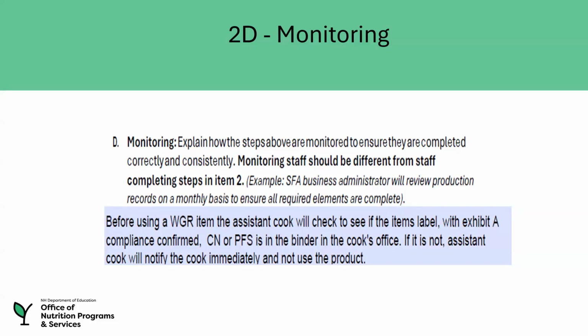2D, this is extremely important as well. Think it through. The monitoring: how you are going to monitor that the staff is doing what you said they were going to be doing in step 2. How are you going to make sure that they're doing the steps that were outlined in the corrective action? So in this case, we're having the assistant cook check if the cook is out. Maybe the nutrition director has a weekly check-in with staff to make sure they're following the CAP. However you want to do it, but make sure you have a method of monitoring, please.